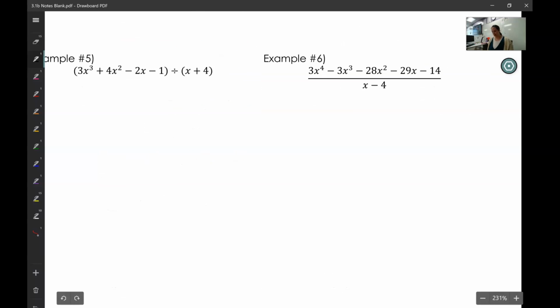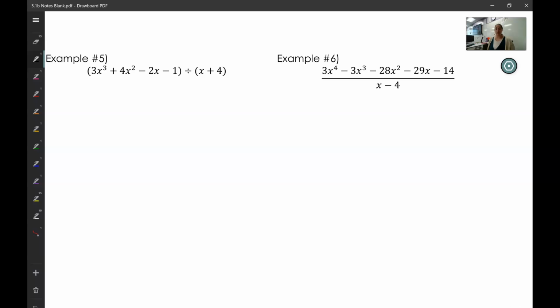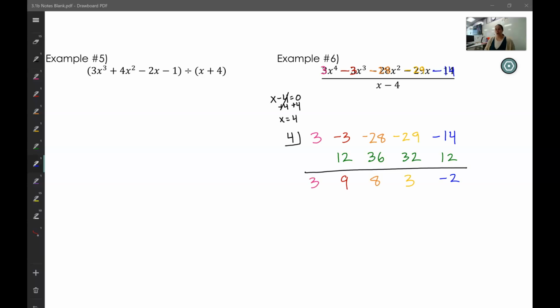Okay, same thing. Try out example number 6. So pause the video, try example 6 on your own, and then come back and see how you did. Okay, once you've done your synthetic division, you should get 3, 9, 8, 3, negative 2. Now let's write out our answer.